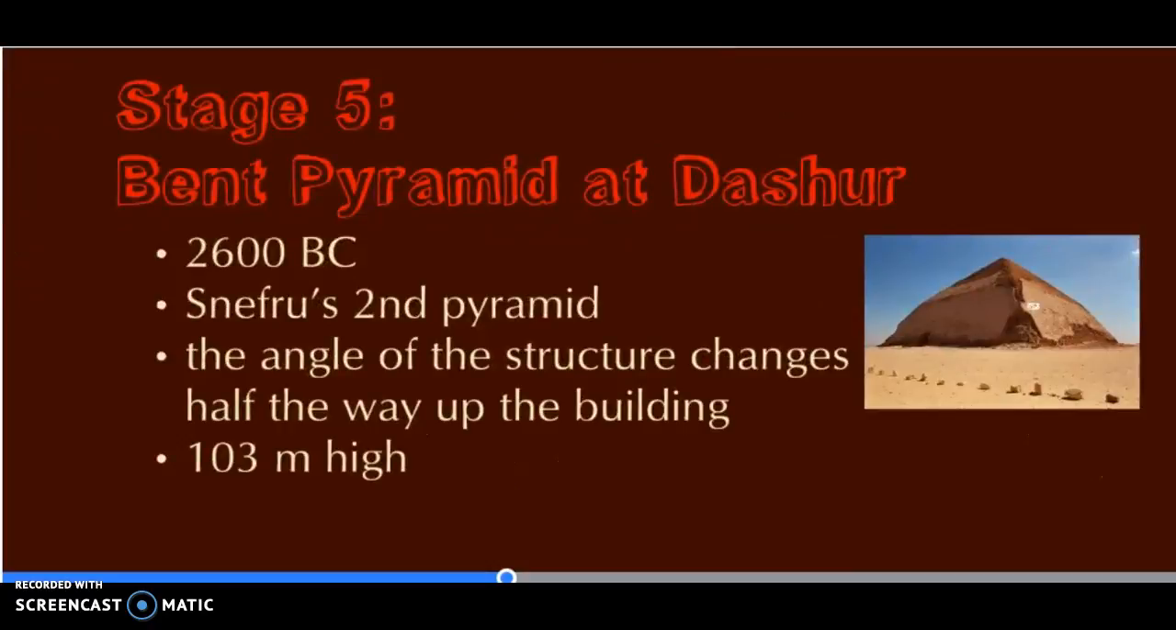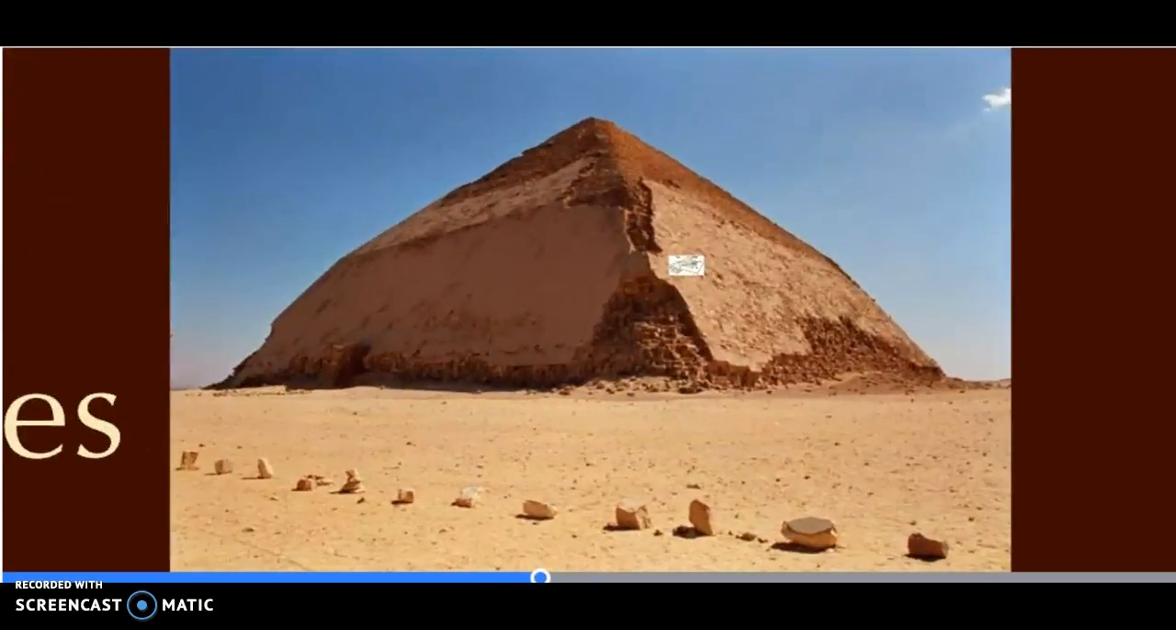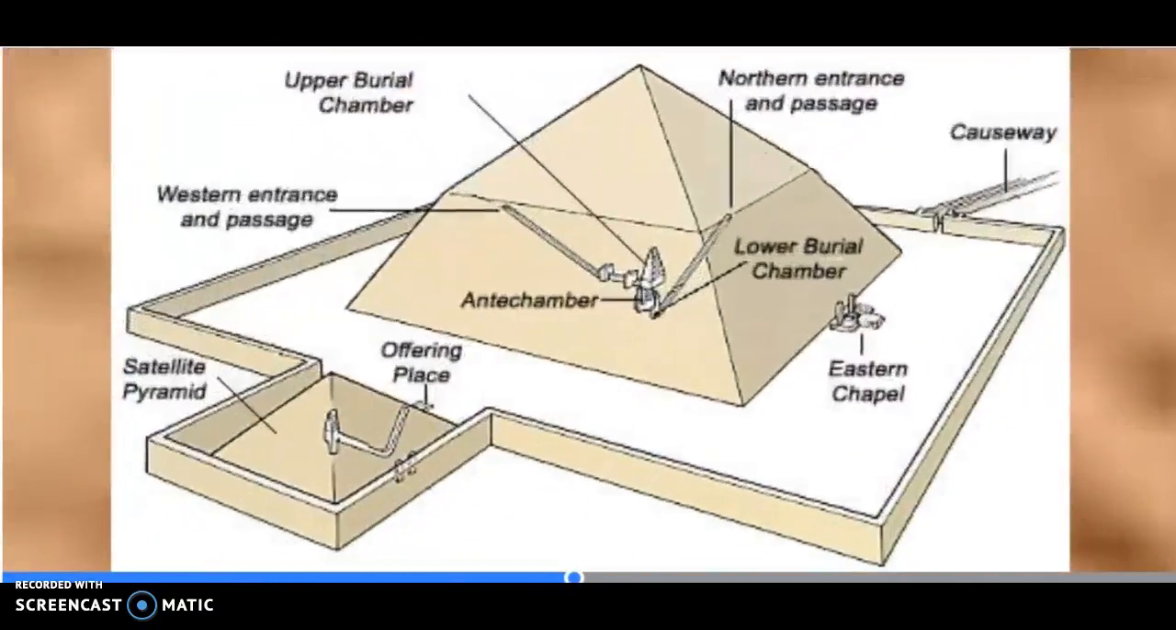Stage 5 is the bent pyramid at Dashur, and again this was Snefru's second attempt. He was the king, so he obviously was not building them himself, but it was his second attempt. Again, the angle is all wrong. So you can see here, he's like, okay, my last one was too steep, so we need to change the angles. So he changes the angles, but again, the angle's not great. You can see here it becomes bent because they changed the angle halfway up the pyramid to finish it off. So again, this is very important in terms of the evolution of the pyramid structure.